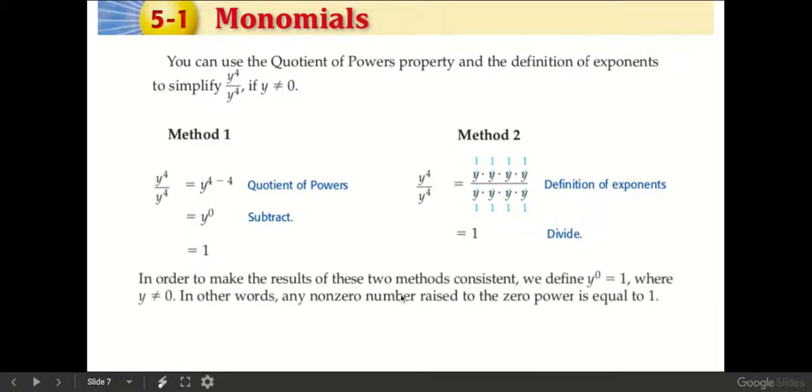So in order to make the results of these two methods consistent, we define y to the 0 power to equal 1, right? In other words, basically any non-zero number raised to the power of 0 is equal to 1. So anything to the 0 power is always equal to 1. This is something that people commonly make a mistake on. We're like, oh, if I put something at the 0 power, it's going to equal 0, but it doesn't. It always equals 1. And it doesn't matter what your base is. If you raise it to the 0 power, it's 1, except if that base was 0, because you would end up having a 0 in the denominator, which doesn't give you a defined number. So again, 0 to the 0 power would be considered undefined.